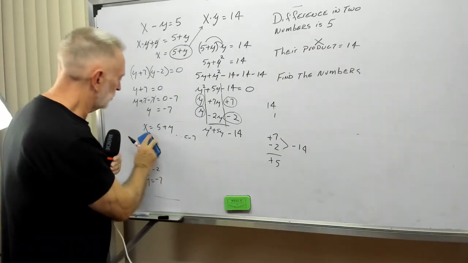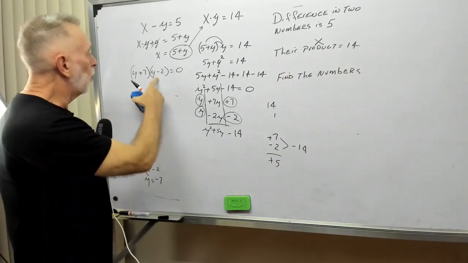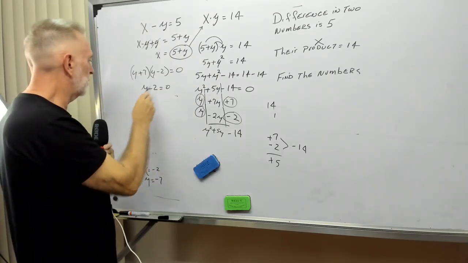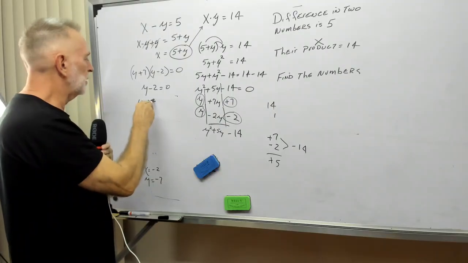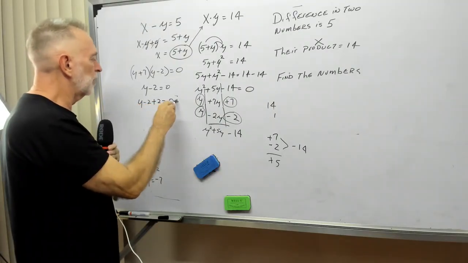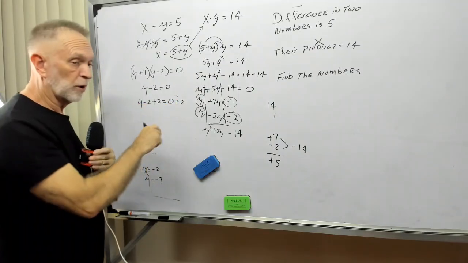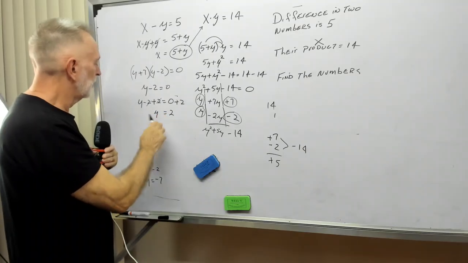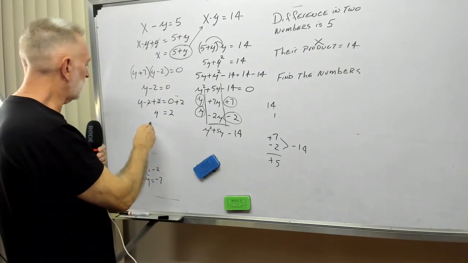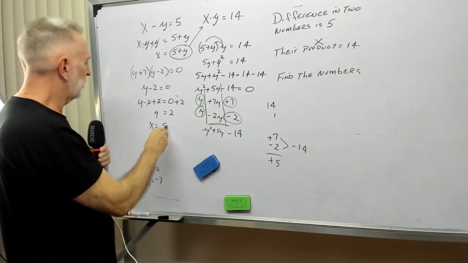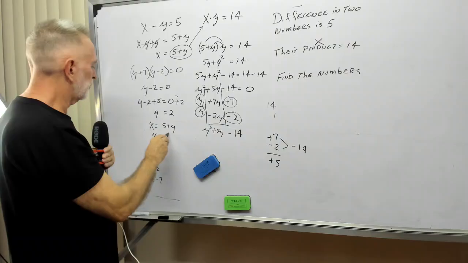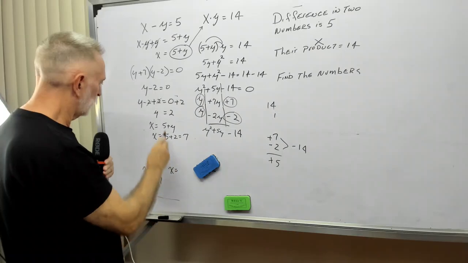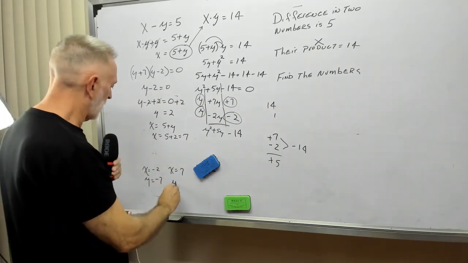All right, let's do the other one. Y minus 2 equals 0. Y minus 2 plus 2 equals 0 plus 2. Negative 2 plus 2, those cancel. So Y equals 2. If Y equals 2, X equals 5 plus Y. X equals 5 plus 2 equals 7. So X could equal 7 and Y equals 2.